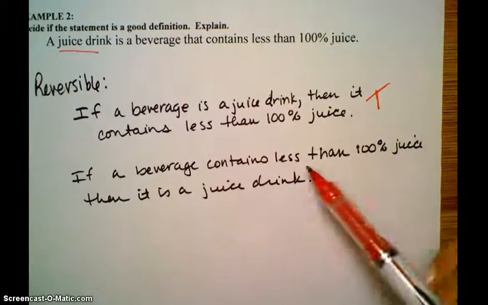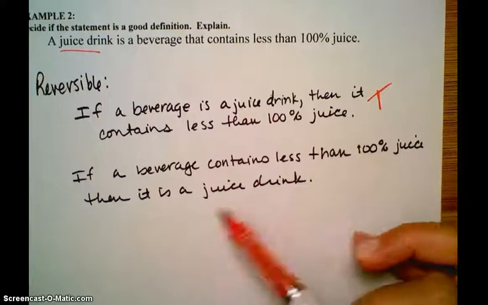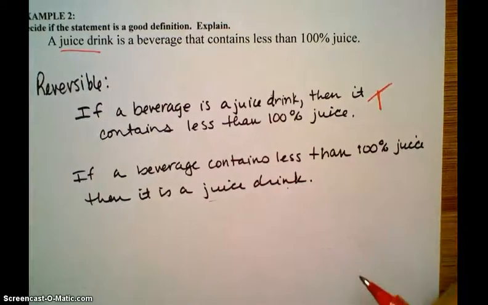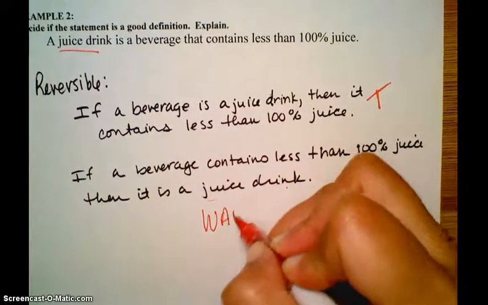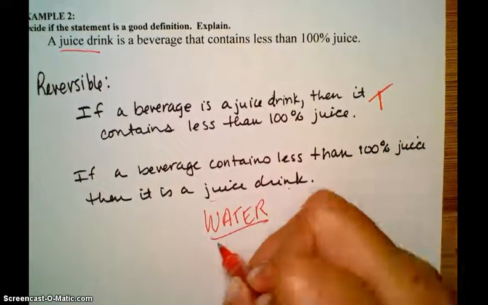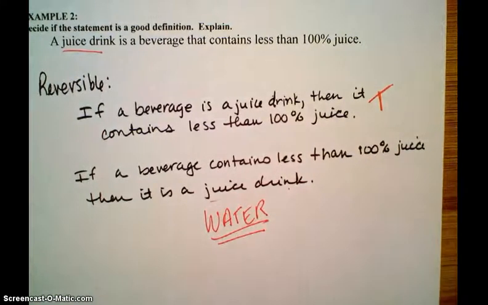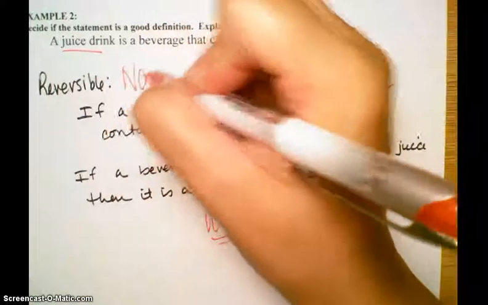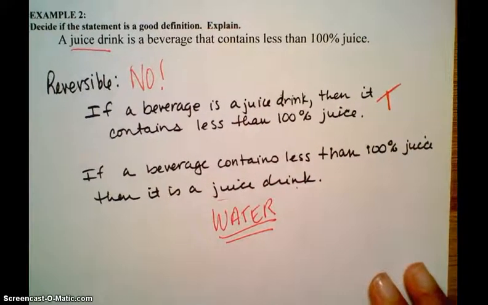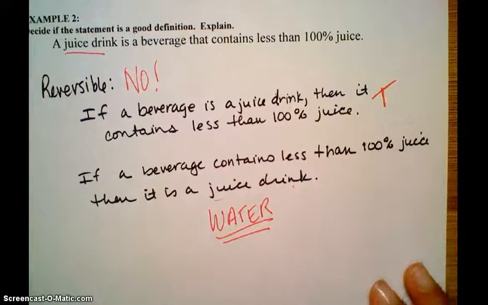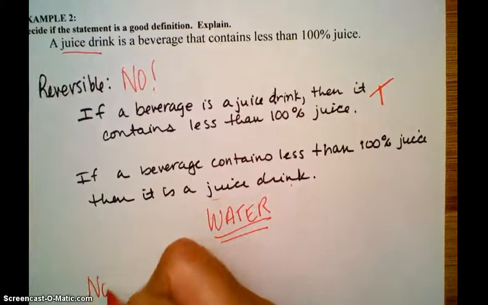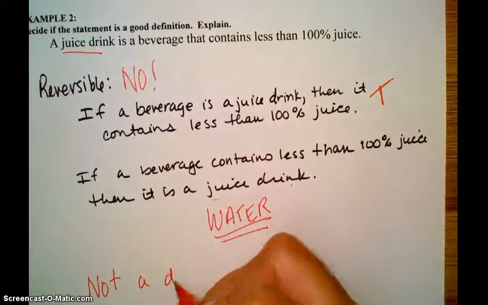I can think of a beverage containing less than 100% juice, and I don't call it a juice drink. For example, what about just plain old water? It contains less than 100% juice, and we don't call it a juice drink. So is this reversible? We have to say no, and then because it is not reversible, we would have to say this is not a good definition for a juice drink.